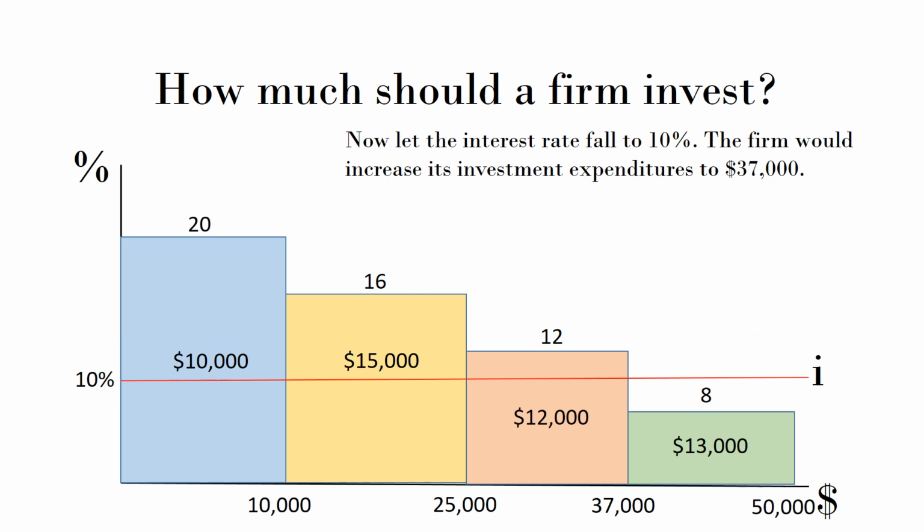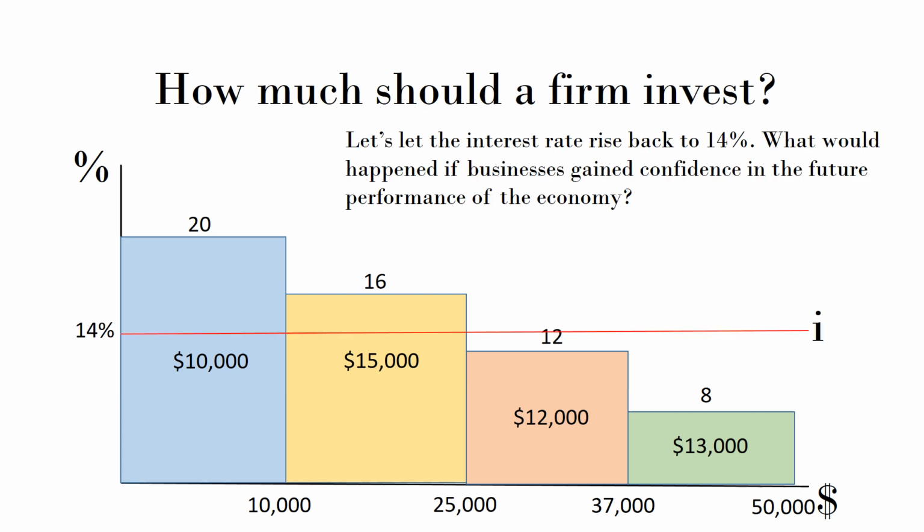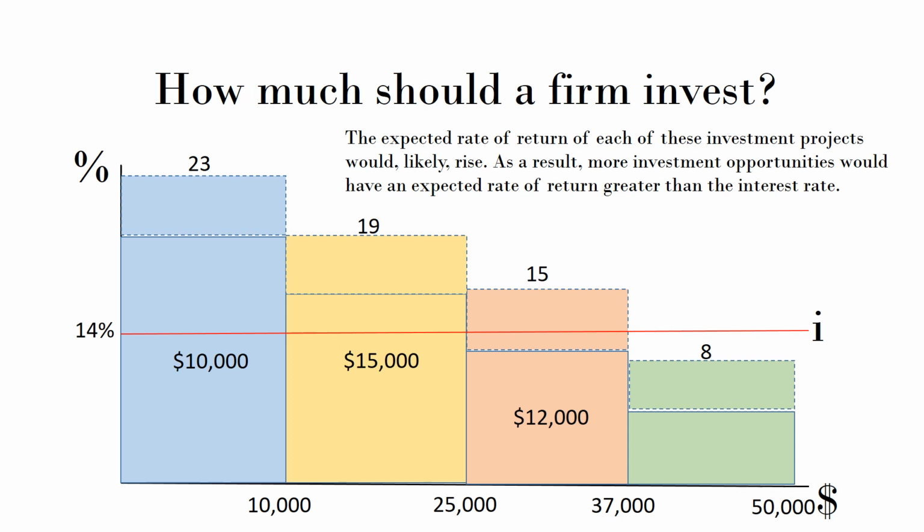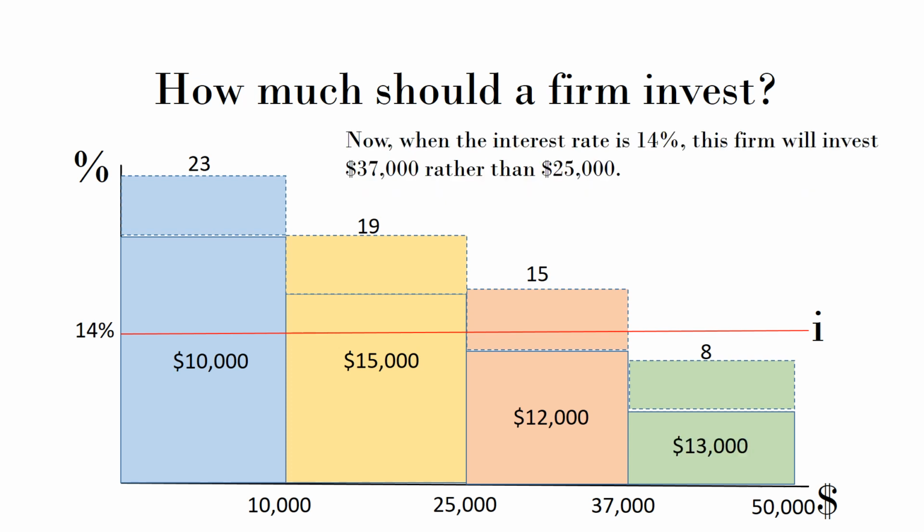Now let the interest rate fall to 10%. As you can see, the firm would increase its investment expenditures to $37,000. Now let's let the interest rate rise back to 14%. What would happen if businesses gained confidence in the future performance of the economy? The expected rate of return of each of these investment projects would likely rise. As a result, more investment opportunities would have an expected rate of return greater than the interest rate. Now, when the interest rate is 14%, this firm will invest $37,000 rather than $25,000.